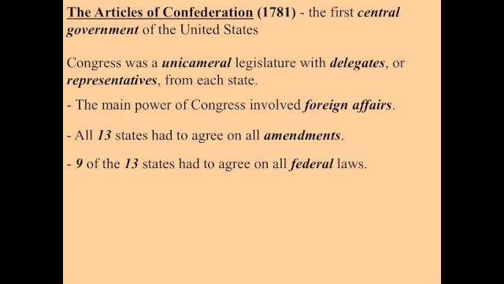So the Revolutionary War is finally over and we have to establish a government. The first central government that the U.S. establishes is known as the Articles of Confederation. Basically what the Articles of Confederation established was a Congress, very similar to the Second Continental Congress, where you had delegates from each state and they had the power to sign treaties with other nations. But all 13 of the states had to agree on all of the amendments to the Constitution, and 9 out of the 13 states had to agree on federal laws. So this made it a little difficult to actually get their jobs done.